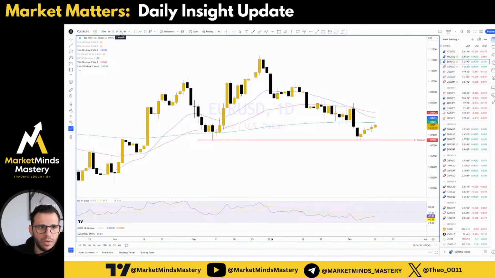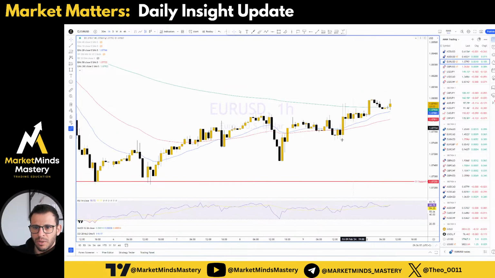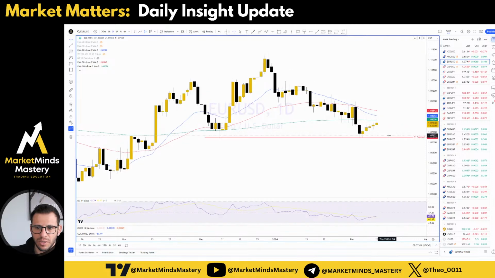If we go down to the lower time frame, for example, on the hourly chart, we see that the euro US dollar makes higher highs and higher lows. But let's see what's going to happen. Now it's a London Open. The market digests the information from the last week as well.